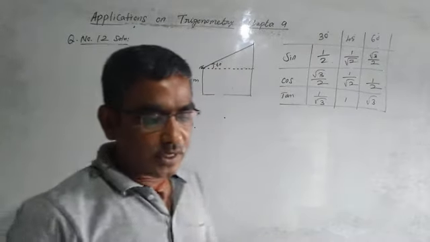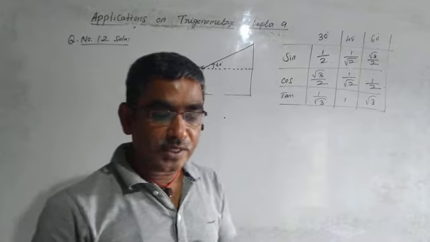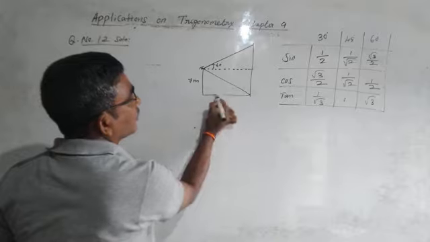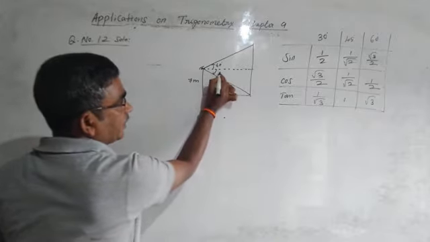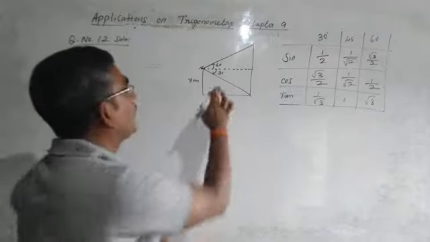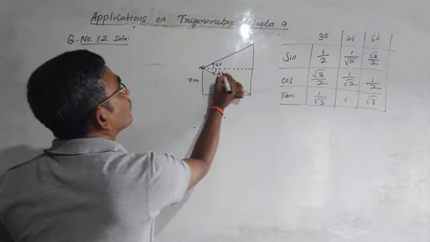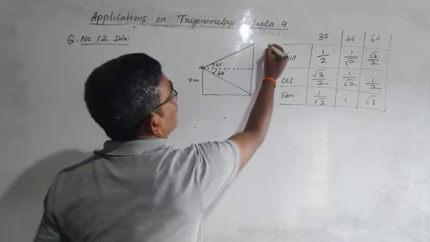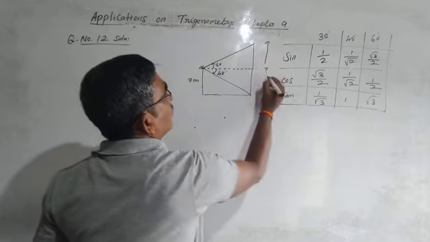Again, he watches the angle of depression of its foot. The foot is the foot of the tower. He is watching the foot of the tower. The angle of depression is found to be 45 degrees as given. Now, what is the height of the cable tower? The height of the cable tower is required. You have to find it out.